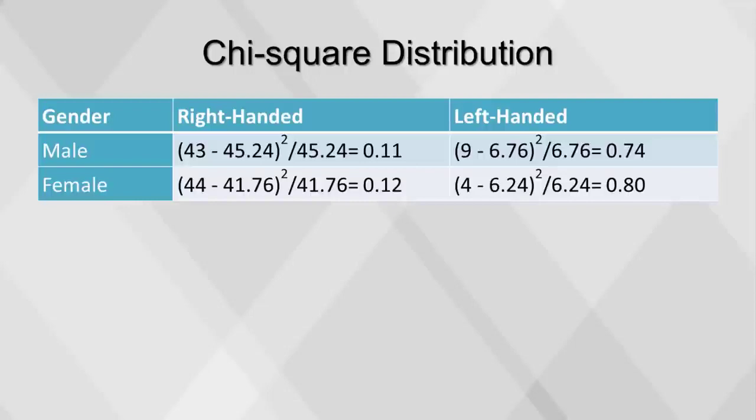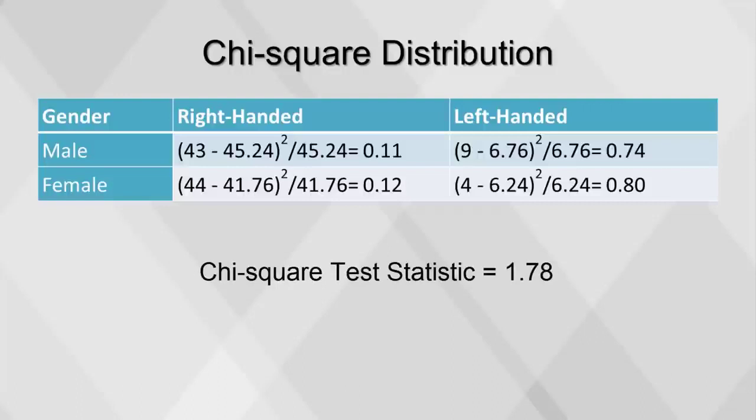Within each cell, the calculation describes how far the actual value is from the expected value. In this example, the calculations for left-handed people are much greater than those for right-handed people. These cells have the greatest impact on the potential association between the two variables. Summing those values results in a chi-square test statistic of 1.78.